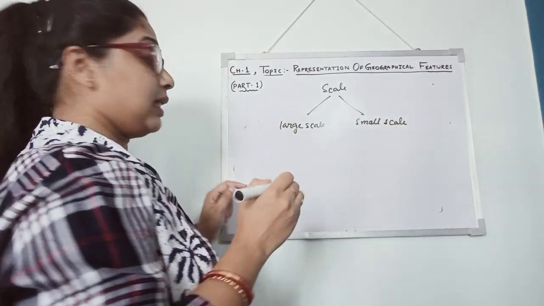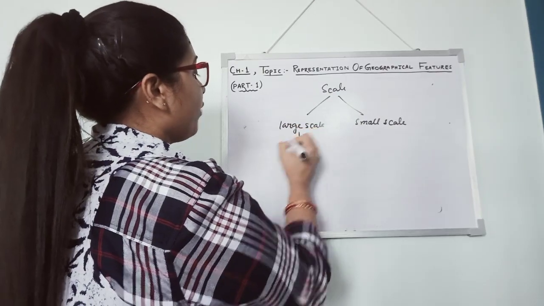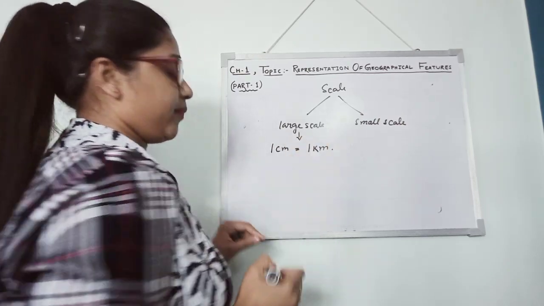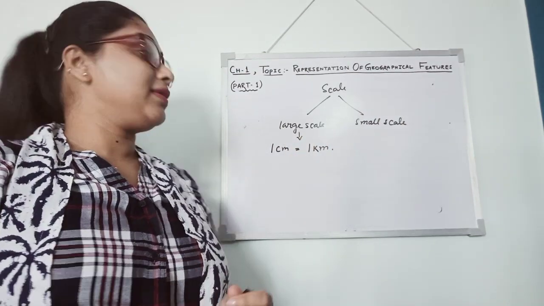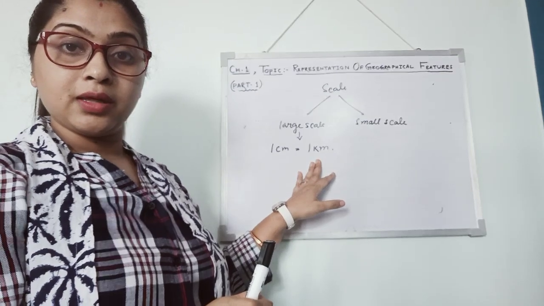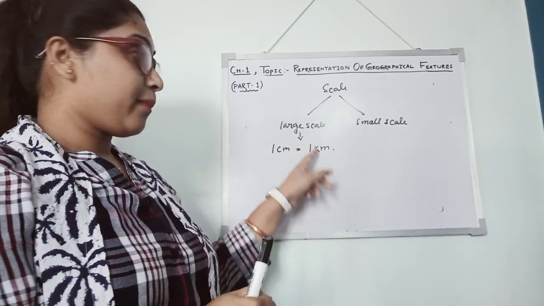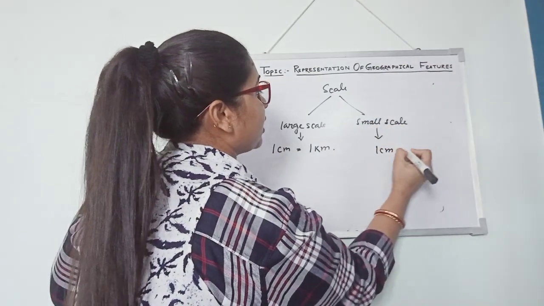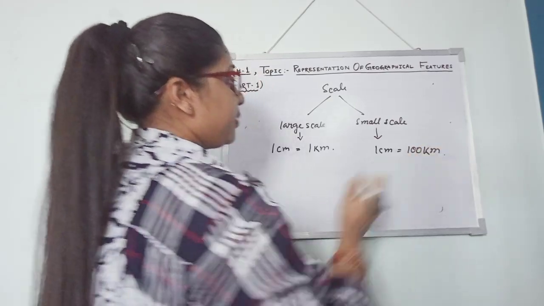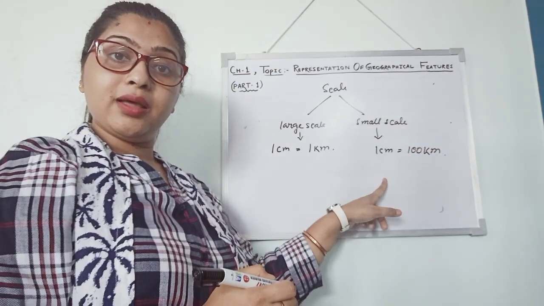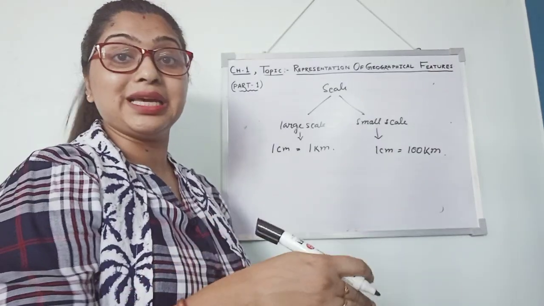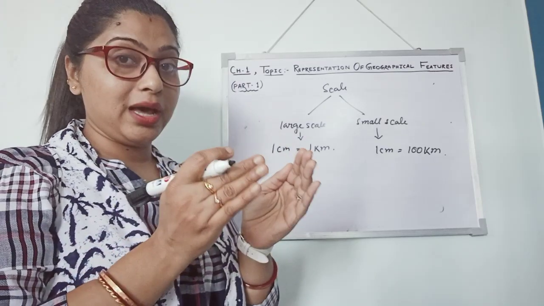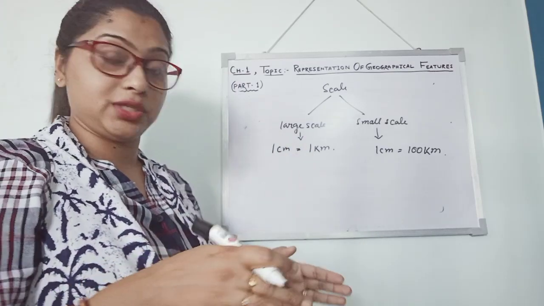What is large scale? Large scale means where we are showing 1 centimeter is equal to 1 kilometer of area. It means we are showing this area in more detail, because we have taken a small area. On the other side, when we show 1 centimeter is equal to 100 kilometers, it means we have taken a large area in the same scale, so we can't show all the features in detail. Is it clear? So large scale means we take a small area to show different features in detail.